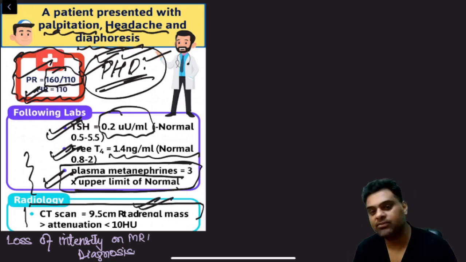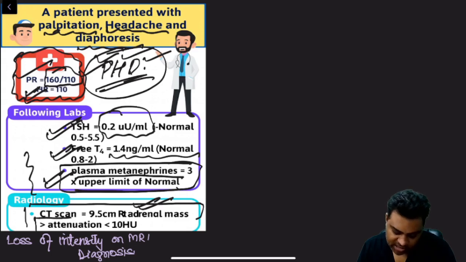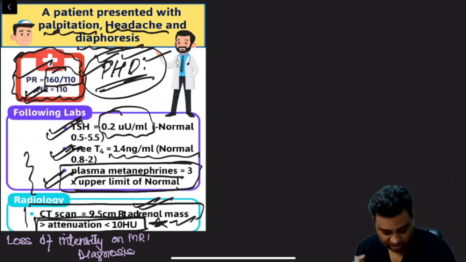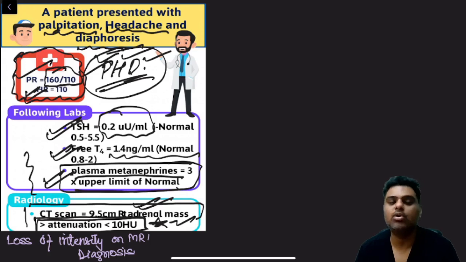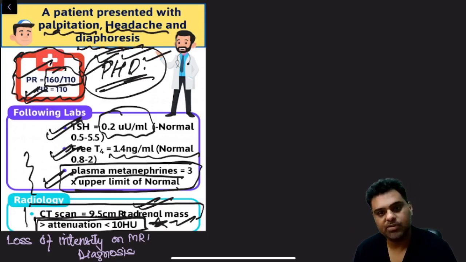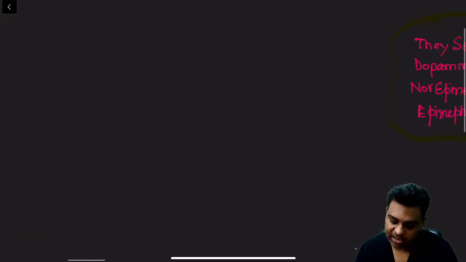You are ready to fight someone if he says that no, it is not pheochromocytoma. And the attenuation is less than 10 Hounsfield units. Now this is the catching point. And there is loss of intensity on MRI. So what is the diagnosis? Before understanding what the diagnosis is, please remember, it is not pheochromocytoma. They are asking, what is the likely diagnosis? It is not pheochromocytoma. I am telling you why. But before understanding that, let's dive into detail.